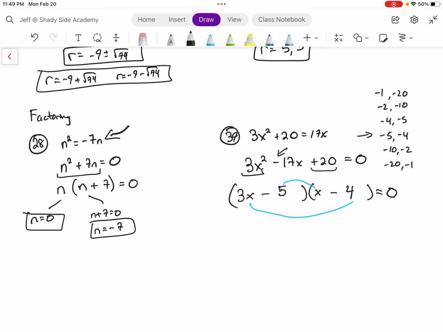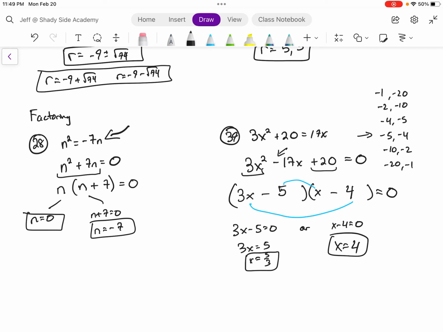So that's how we factor, right? We just have to think a little bit, okay? These ones are a little bit challenging. We can do them, okay? And then I know that either 3x minus 5 is 0 or x minus 4 is 0, right? So this would be 3x equals 5 or x equals 5/3, and this would be x equals 4. Okay, so we get these two answers.